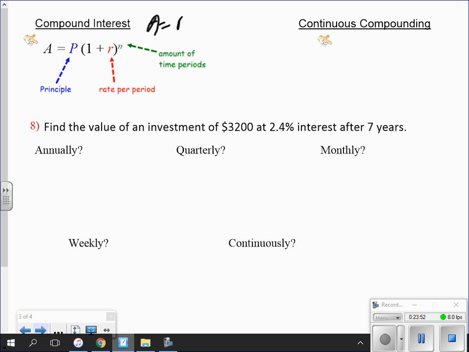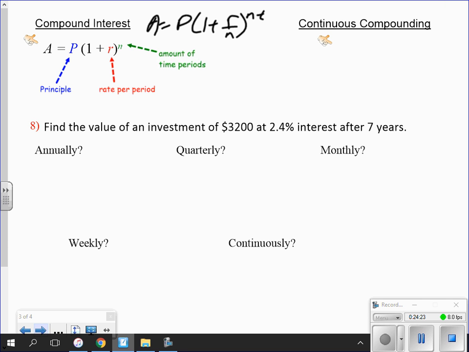A equals P times (1 plus R over N) to the N T. N is the number of times per year it is compounded. T is the number of years. R is your interest rate, and your interest rate will be written as a decimal. We're going to be using the second one more often, to be perfectly honest.